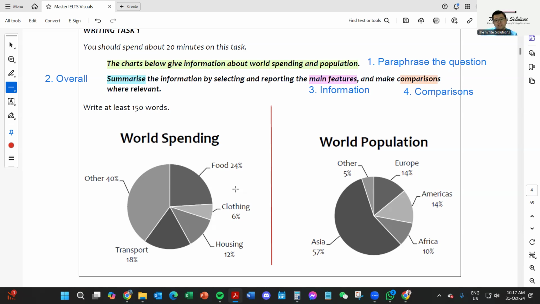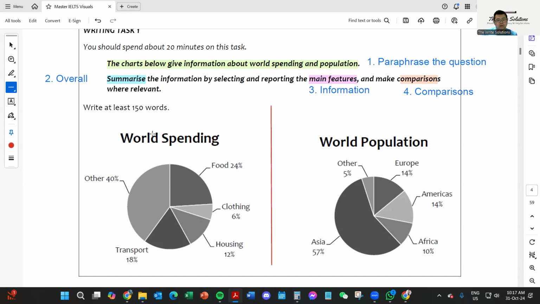So world population, Asia is the highest percentage, followed by Europe and the Americas with the same percentage, and Africa. For the summary, you don't have to put specific numbers, okay? You just have to summarize what it is, okay? Main features. Now, the main features are going to be the specific numbers, okay?